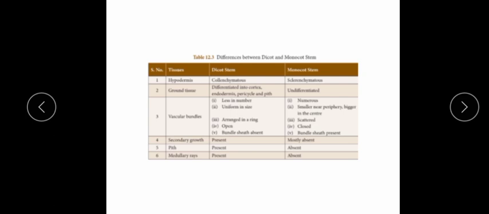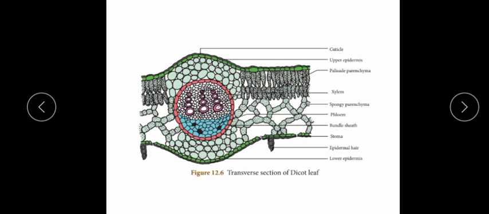So far we have learnt about the root, the stem, and now it's going to be the leaf. Have a look at the picture of the leaf. All this time we were learning about the section that was taken for the root and the stem. Now we are going to learn about the leaf.